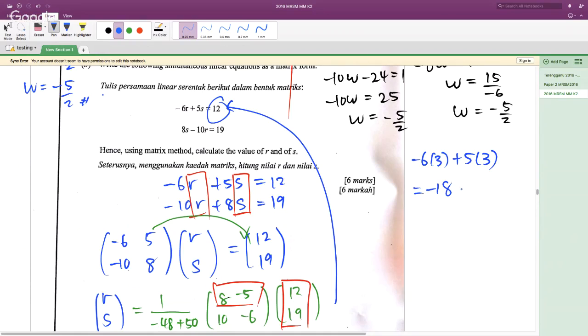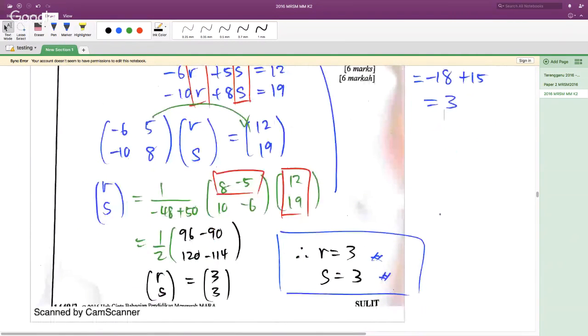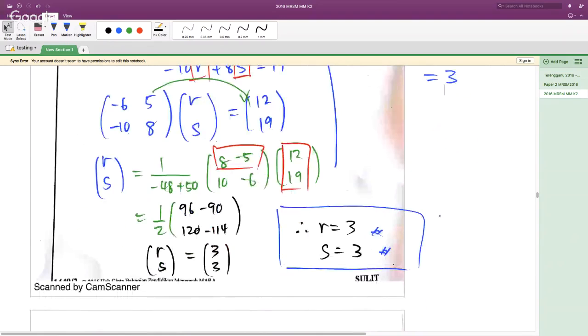Then that means this is not correct because this one should be 3. Then that means I guess I make some mistake again. Where is the mistake? Okay, 8 times 12 is 96, correct? 5 multiplied 19. Yeah, so I say, yeah, 5 multiplied 19. This one should be 95.